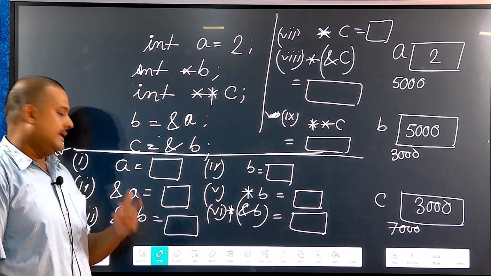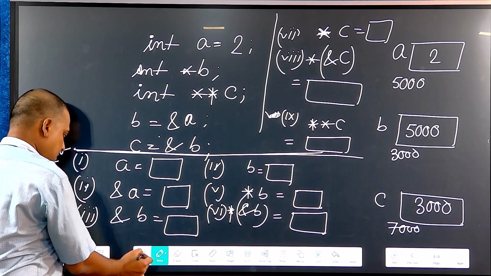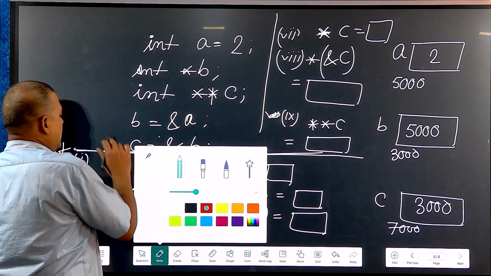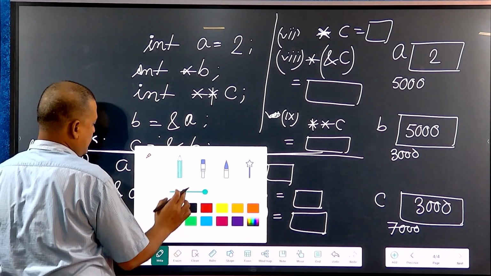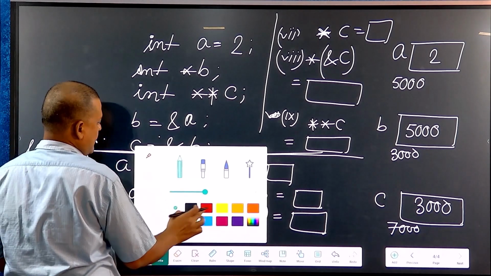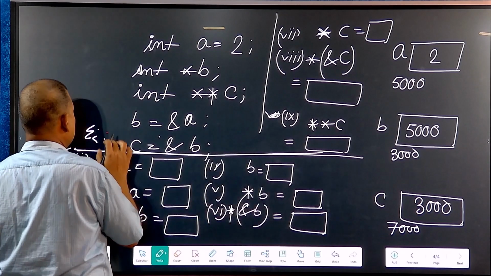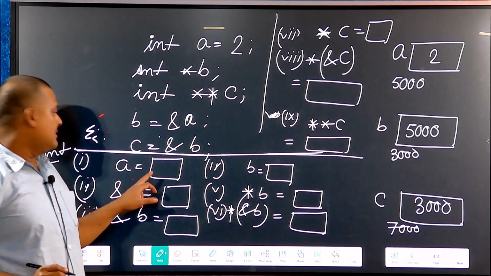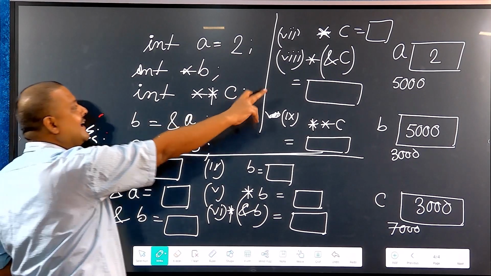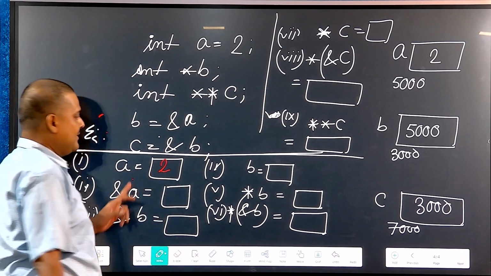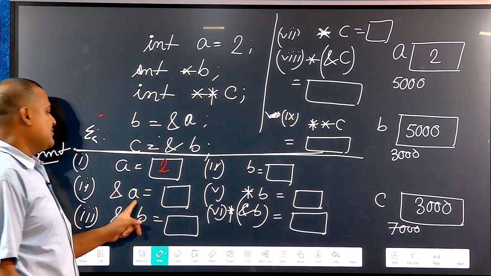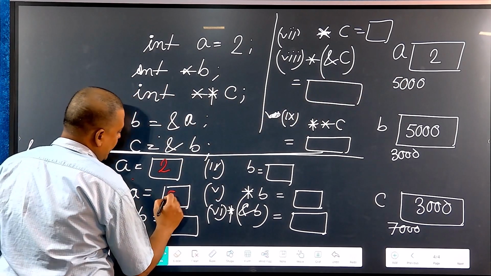Pause the video, think about the program, and then get back. Now we are trying to solve all these answers. Okay. So in this case, if I have A, yes, you are correct, many of you, all of you are correct, that is A is 2, because A is the value variable, A is 2 definitely. Now address of A, yes, you are correct, that is 5000.